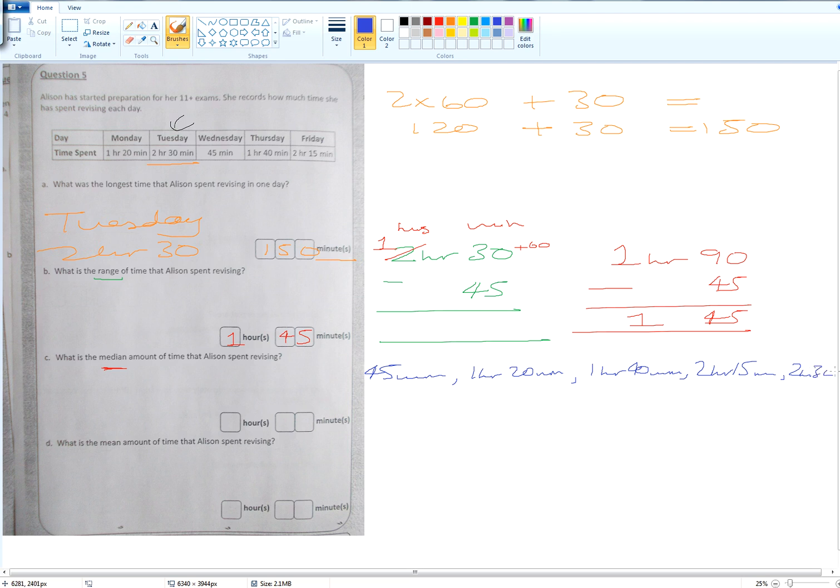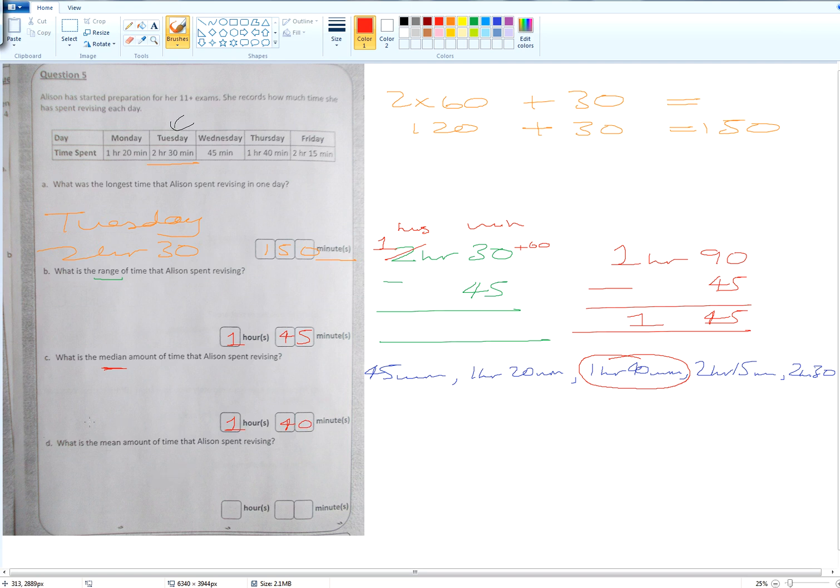Now, if you look for the middle one, which is the middle one? Yeah, because there's 2 on the left and 2 on the right. So the answer for that one is? 1 hour 40 minutes. Well done. Thank you, Bilal, for your fantastic contribution.